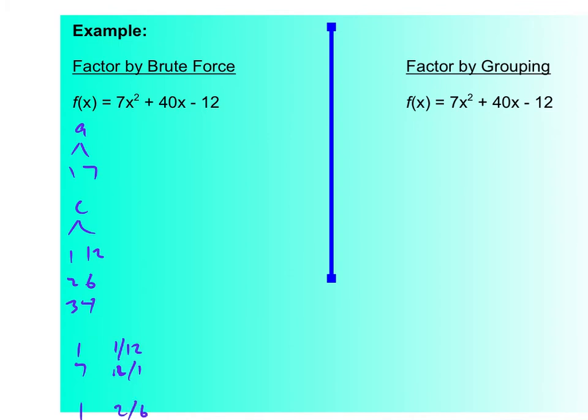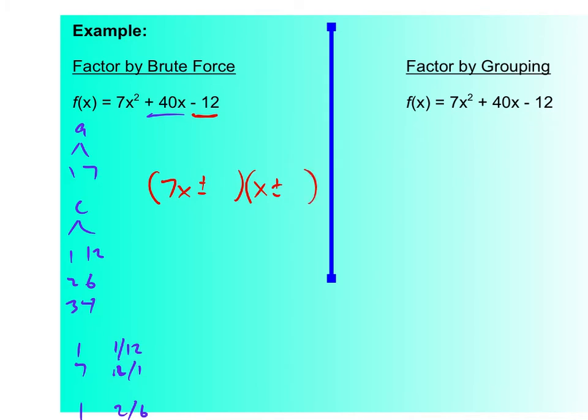Or we could do a 1 and a 7 with a 3-4 combo. Okay, and we need it to equal 40. So we do need to blow this number up a little bit. And so as you look at this, it is a negative 12. So we know we need one of these to be a minus. Okay, so it's going to be 7x plus or minus, and then x plus or minus.